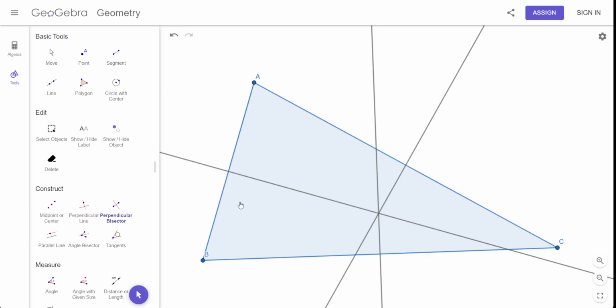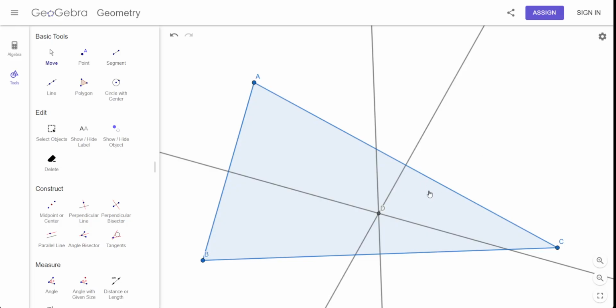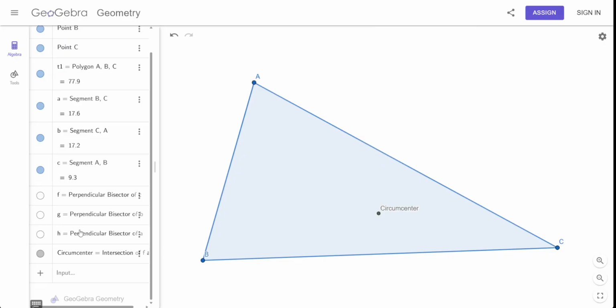And they don't just happen to, but they all intersect right there at that one particular point. And what do we call that point? The circumcenter. So let me label it. Circumcenter. So this is not anything new. It's what we did yesterday. It's just a little bit of review. Let me get rid of all those lines because they can kind of get in the way.